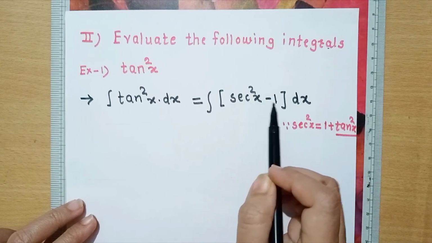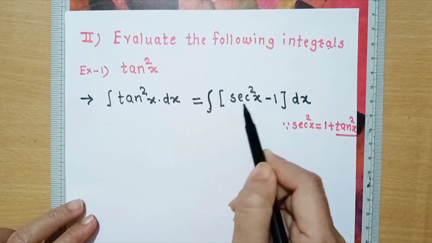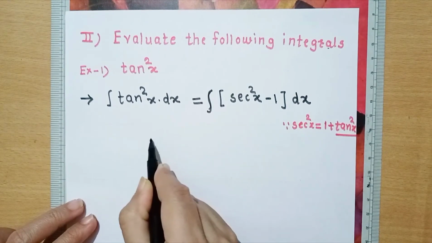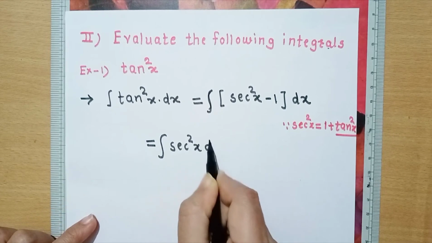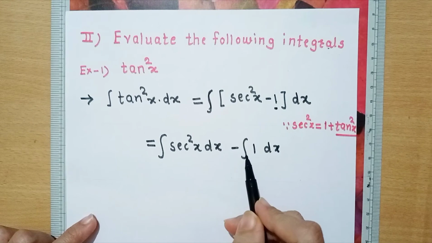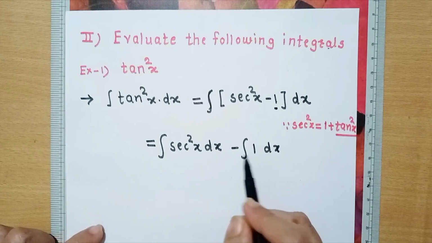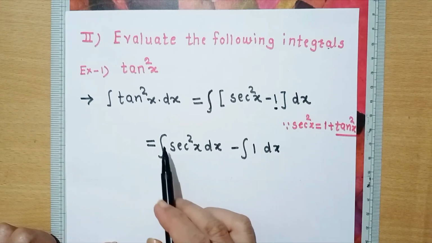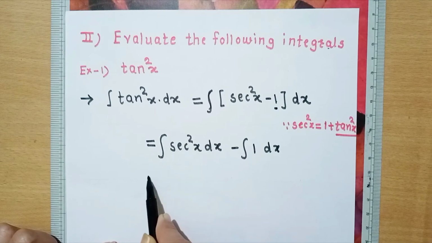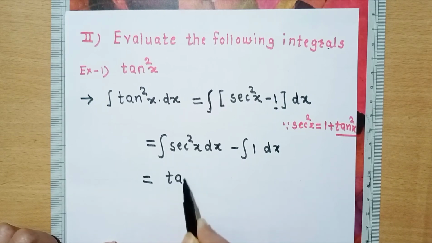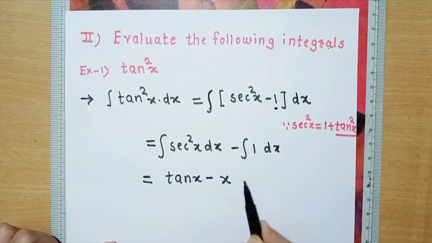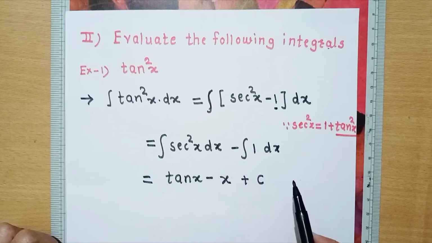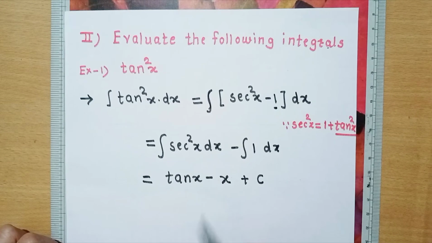Now since there are two terms, write down the integration symbol separately. So that is equal to integration of sec square x dx and then minus integration of 1 dx. Now we know the direct formula for integration of sec square x, and that is tan of x, minus again integration of 1 is x, and write down c, which is the constant of integration. In the same way we will solve the next examples.